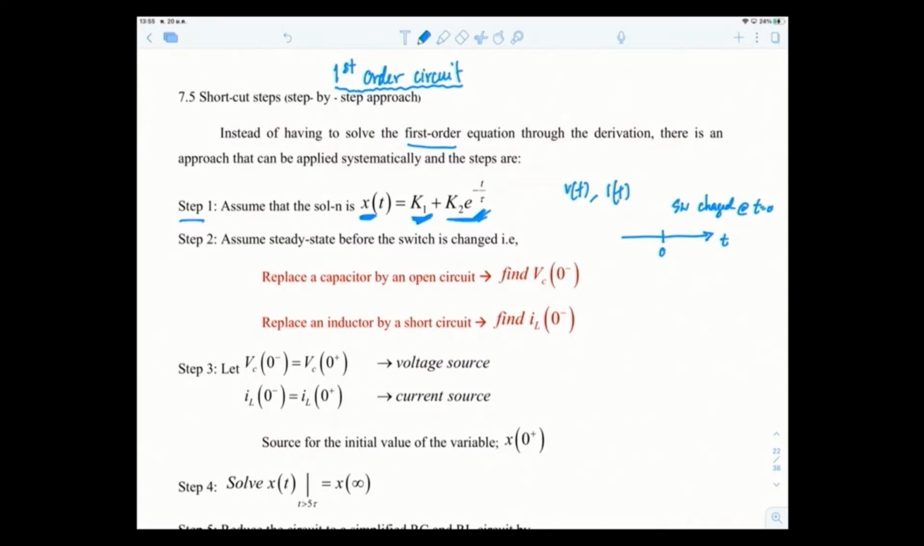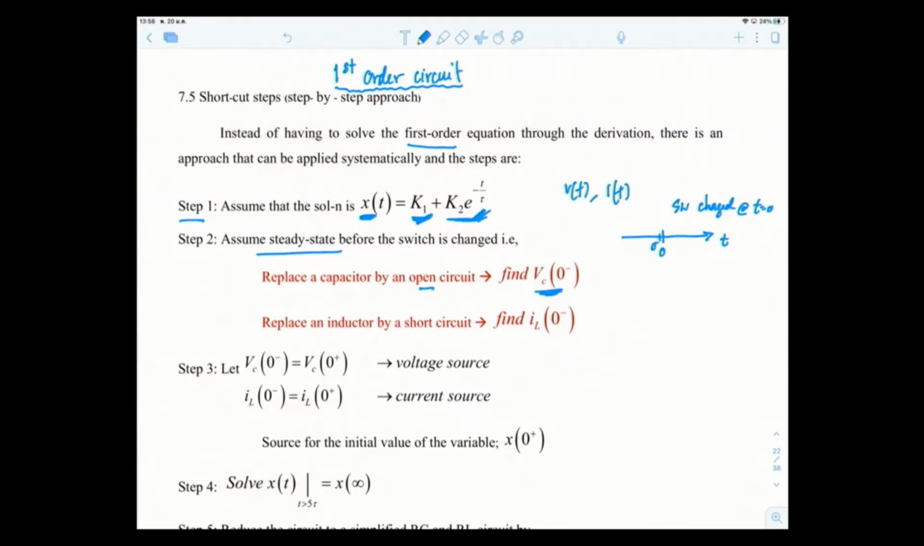We will assume that before the switch is changed, the switch has been in that position for a long time. Then you have to find your VC at 0 minus, just before the switch changes. Since we assume that steady state has been reached before the switch is changed, your capacitor is fully charged. Therefore, your capacitor will act like an open circuit. If your circuit has a capacitor, it will act like an open circuit.